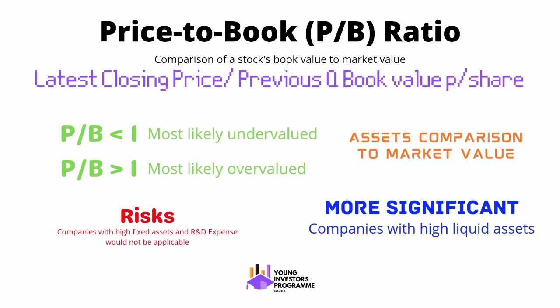So next we look at the price to book ratio, PB ratio, which is a comparison of the stock's book value to the market value. Quite an interesting ratio, as you can hear by the description of it. The formula is the latest closing price divided by the previous quarter's book value per share. Okay, that's quite straightforward. So how to read into the price to book ratio?